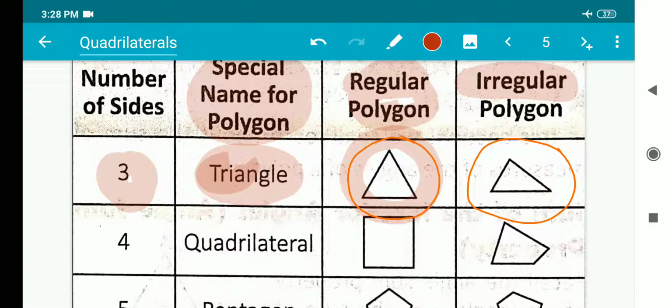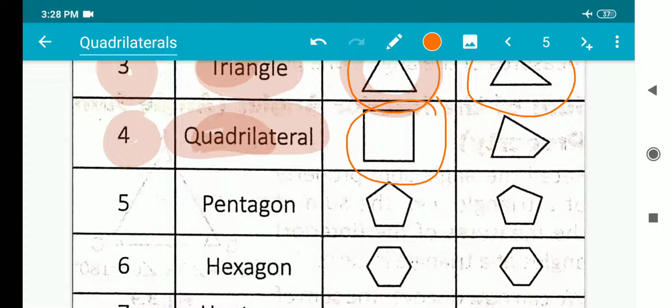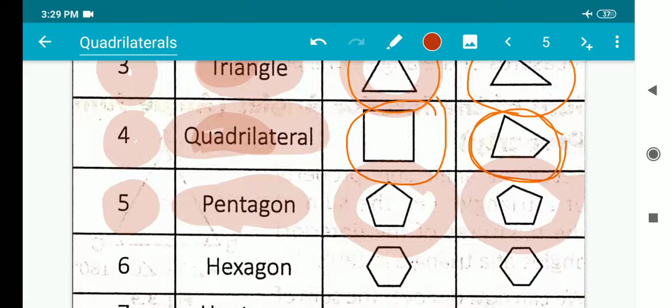And second is quadrilaterals, which have four sides. A four-sided polygon is called a quadrilateral. This is a quadrilateral which has four sides. This is regular and this is irregular, the same as the triangle, because this is regular as all its sides are equal, and this one is irregular because its sides are not all equal. And the other one is the pentagon, which has five sides. This is a regular pentagon, this is an irregular pentagon.